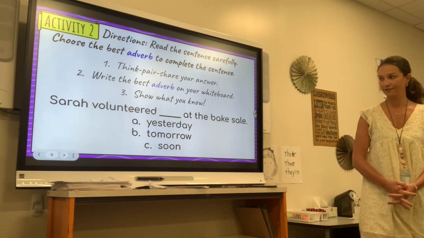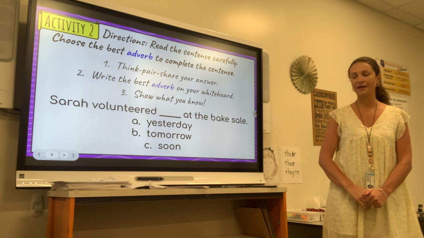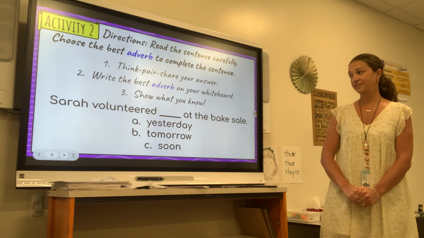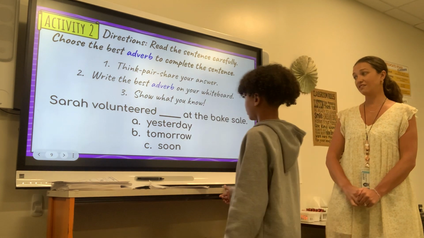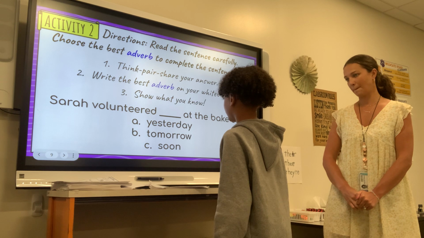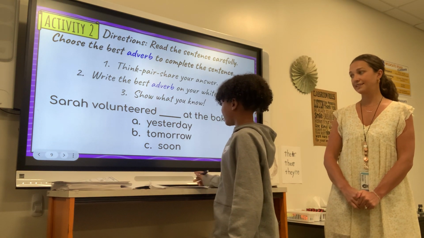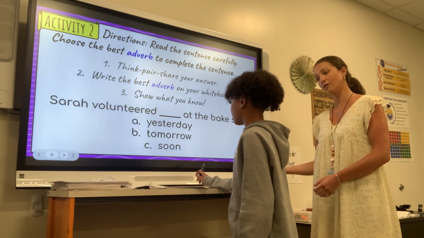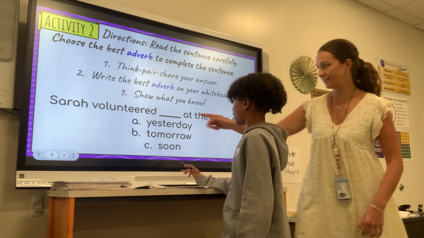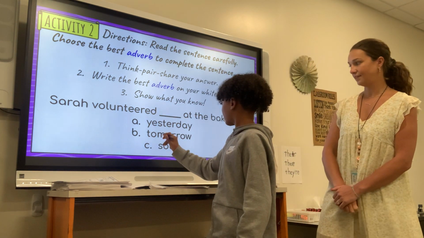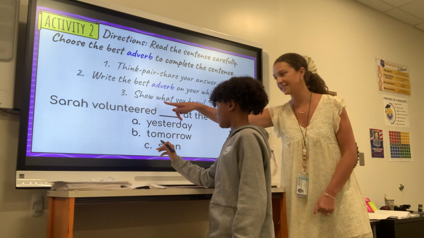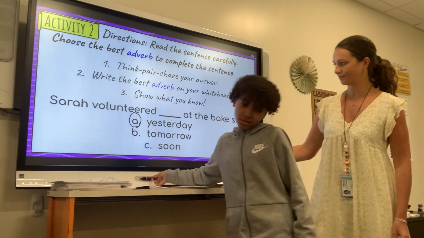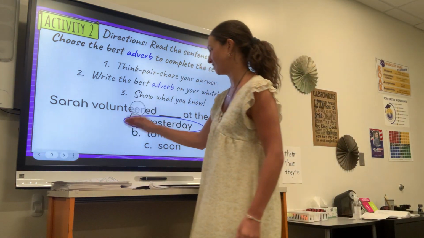All right, Kaden, your turn. Sarah volunteered blank at the bake sale. Sarah volunteered yesterday at the bake sale. Sarah volunteered tomorrow at the bake sale. Or Sarah volunteered soon at the bake sale. This is a tricky one. Think about the ending, the tense. Think about the ending of volunteered. If she's doing something now, good. Perfect. Nice, Kaden. That was a tricky one.